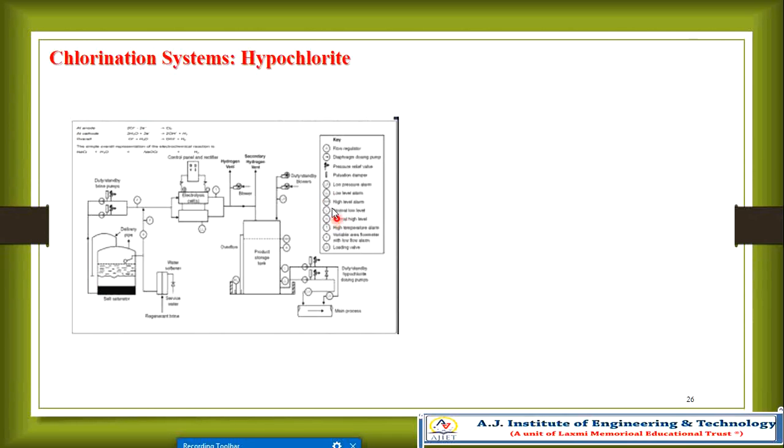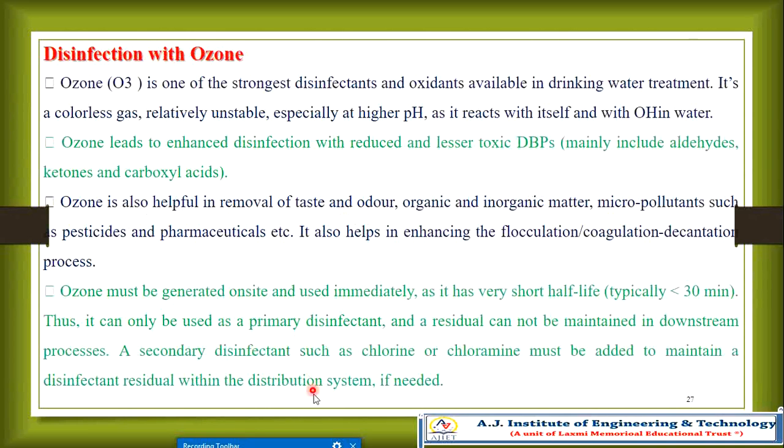So if you move to another topic, ozone treatment. This is another method which will be followed. It is similar, but it's a treatment of ozone, that is, treatment of chlorine, right? Chlorine as a disinfectant, but this is ozone as a disinfectant.